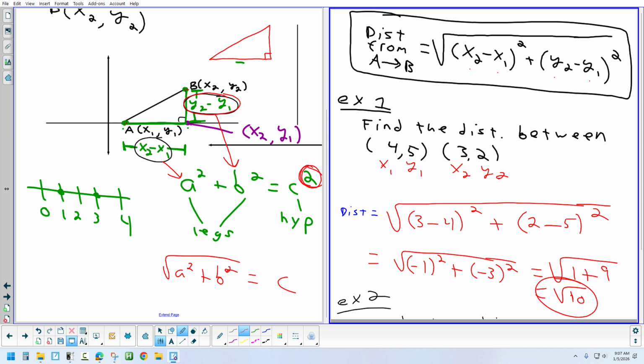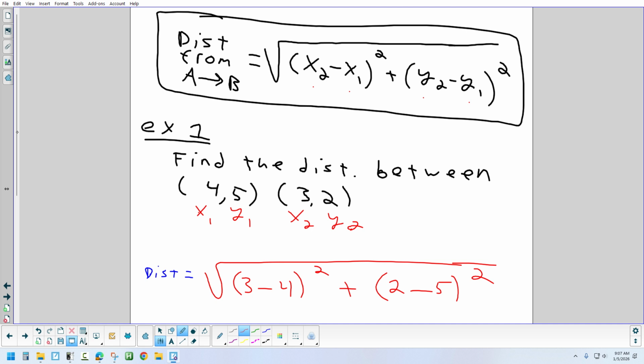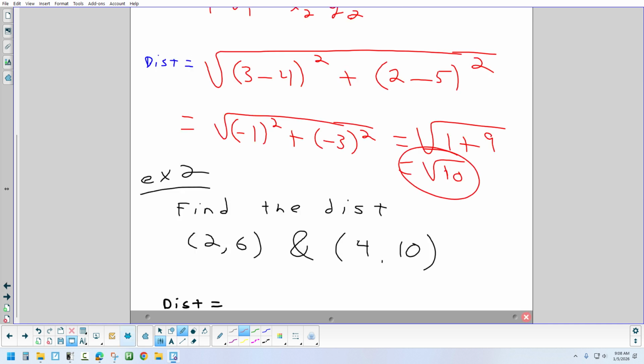Okay, let's look at example 2. And this time, let's see what happens here. Okay, so here's our 2 points. Let's label them again like we did last time. Serenity, what could I label the 2 as? And you have 2 choices. Yep, I could have done x1 or x2.